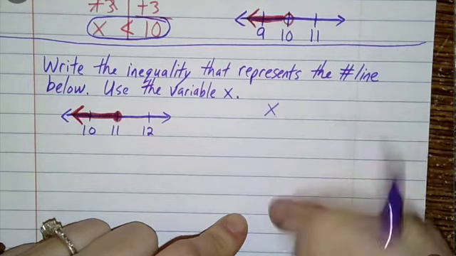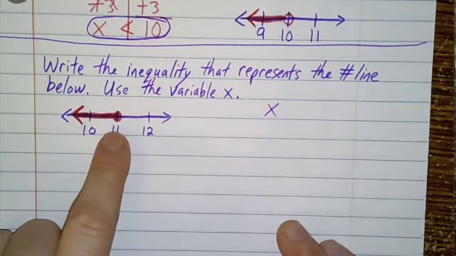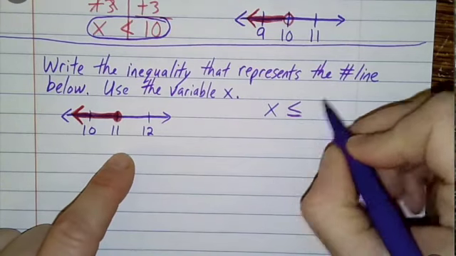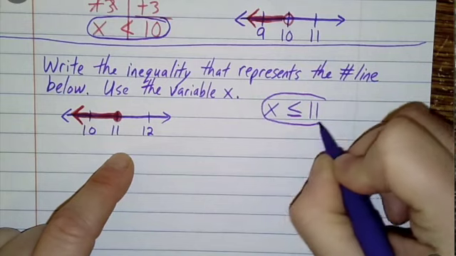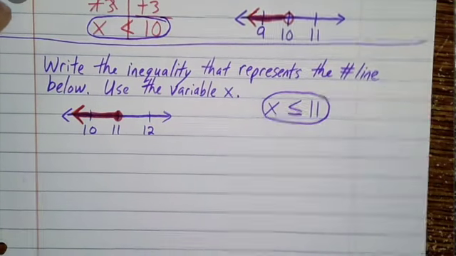So if we write x, how do we read this? It could equal 11. It could be less than 11. So we say x is less than or equal to 11, and that's all you have to do. You have to match the inequality with the number line. Sometimes they give you the inequality and you graph it. Sometimes they give you the graph and you have to choose the inequality.